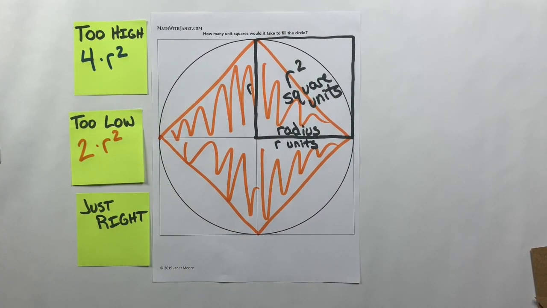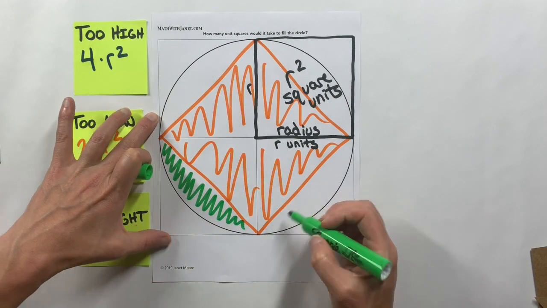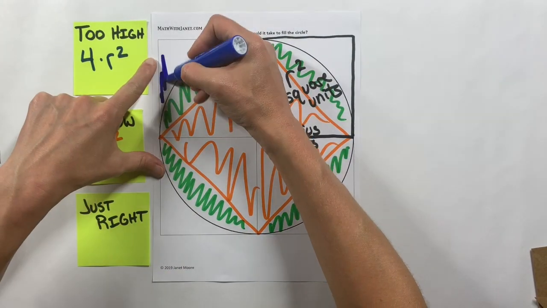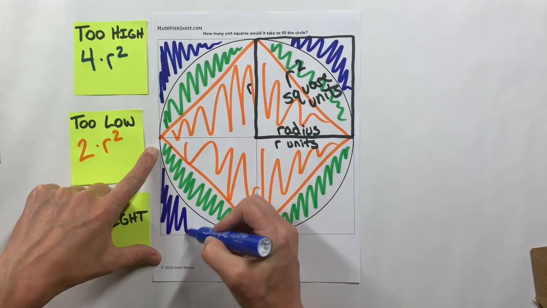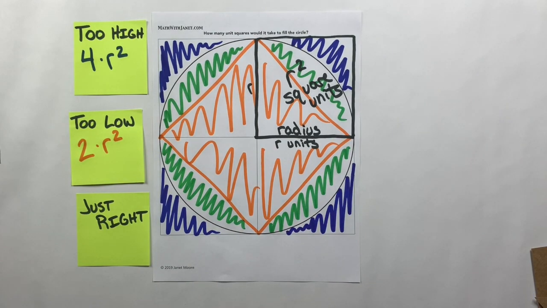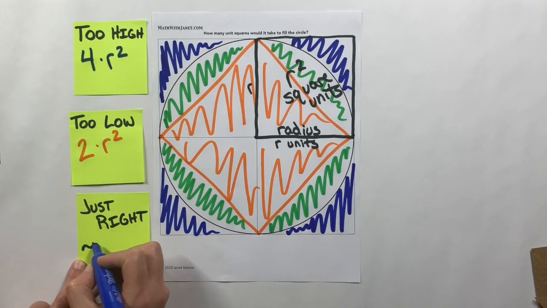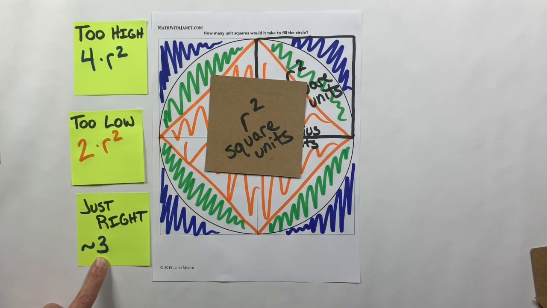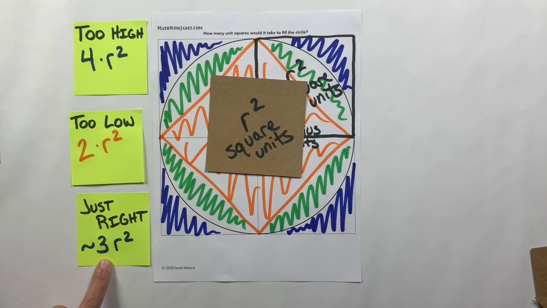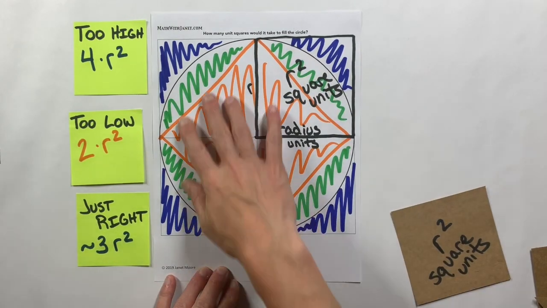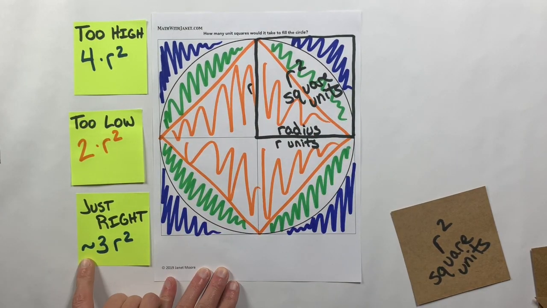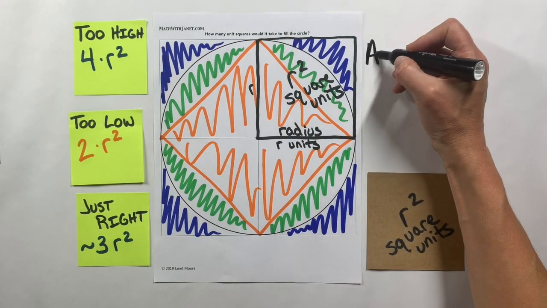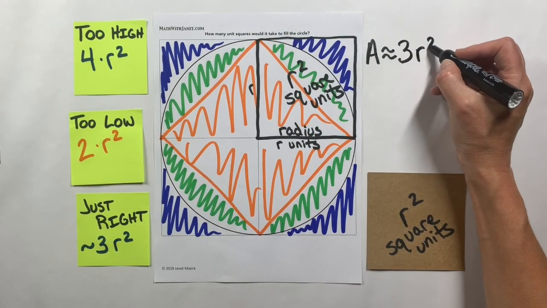of an estimate. And when we compare this extra space between our too low estimate and our circle's boundary with this space between the circle's boundary and our too high estimate, our just right Goldilocks estimate, it's about 3 groups that are each r squared. So the space inside of this circle, the region inside of there, is approximately 3 r squared square units. The area of this circle is approximately 3 r squared.